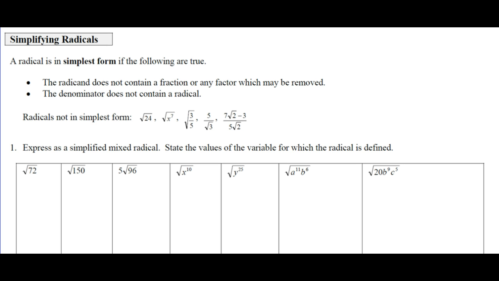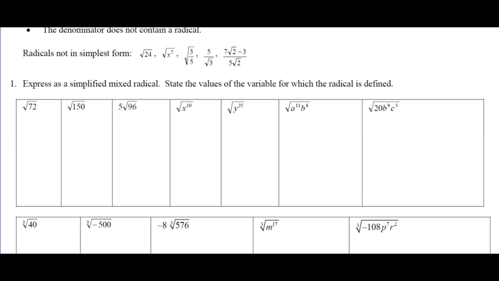Okay, express as a simplified mixed radical. State the values of the variable for which the radical is defined. So in this case, it'd be more the restrictions, right? What's the restriction? You say, well, x could be any real number, there's no restriction, or x has to be greater than or equal to 0. So when we're saying the values, we're really just saying state the restrictions.